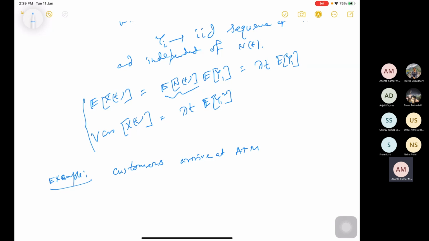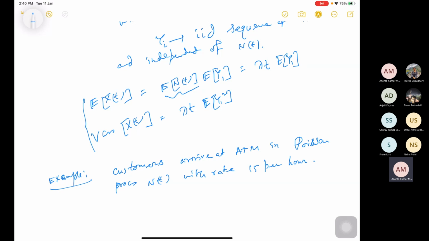Okay, customers arrive in accordance with a Poisson process with rate lambda, say 15 per hour. So it follows a Poisson process with rate lambda, which is 15 per hour.